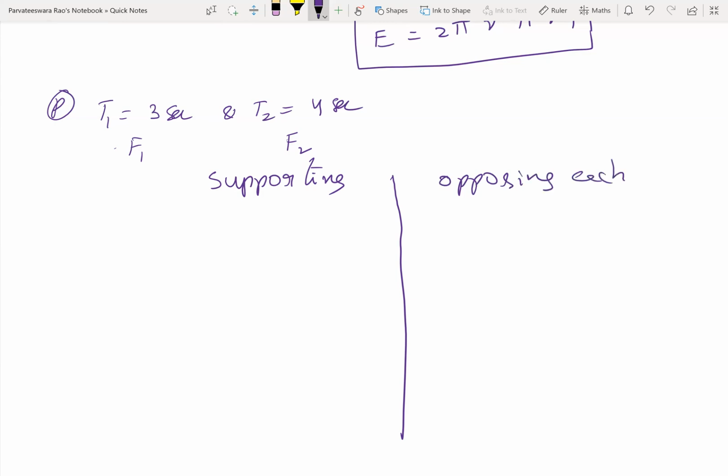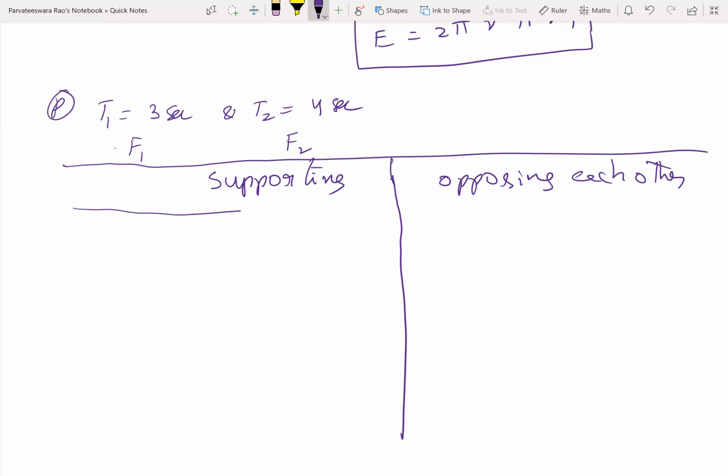and opposing each other? If both these forces are supporting each other and opposing each other.